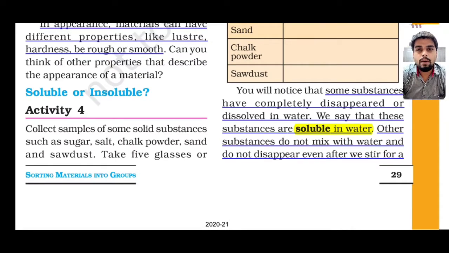So let's start with part 2. Let's start with the next property, that is soluble and insoluble. Let's study this property with the help of an example.